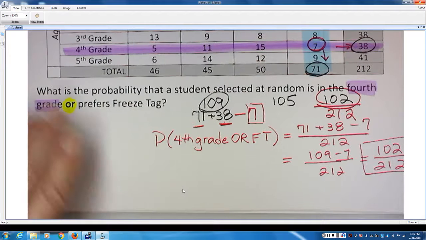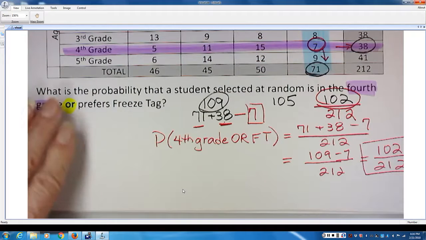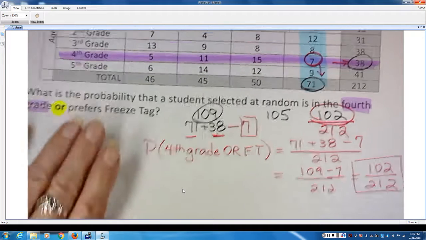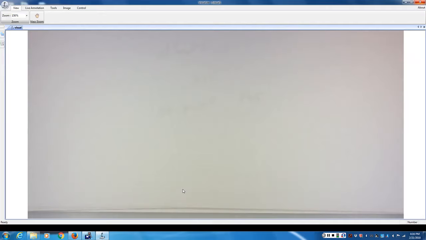Okay, anybody have any questions on this one? Okay, that's actually the last one of those. So here's what we're going to do. I'm actually going to stop the recording here.